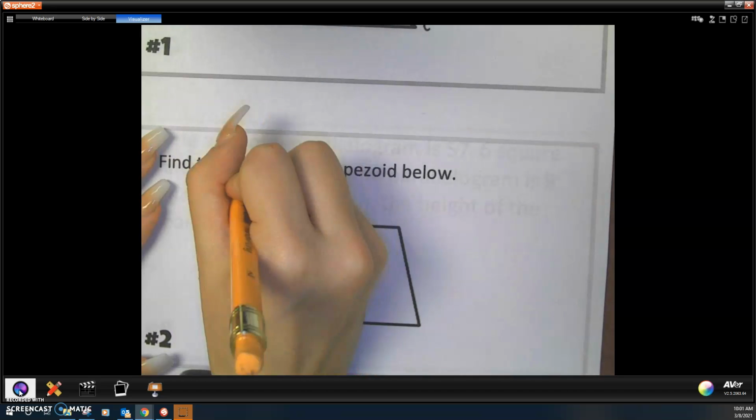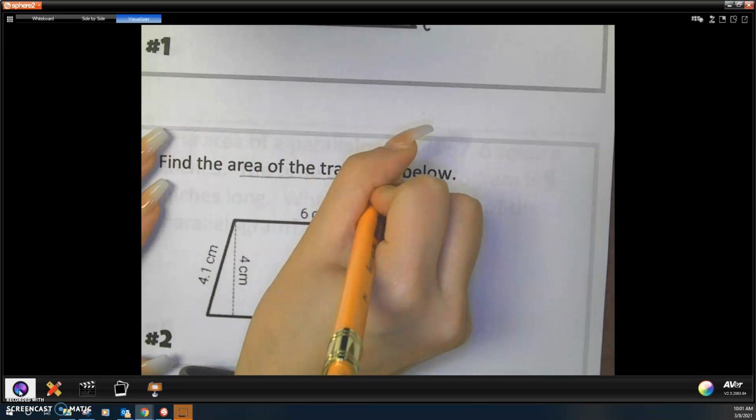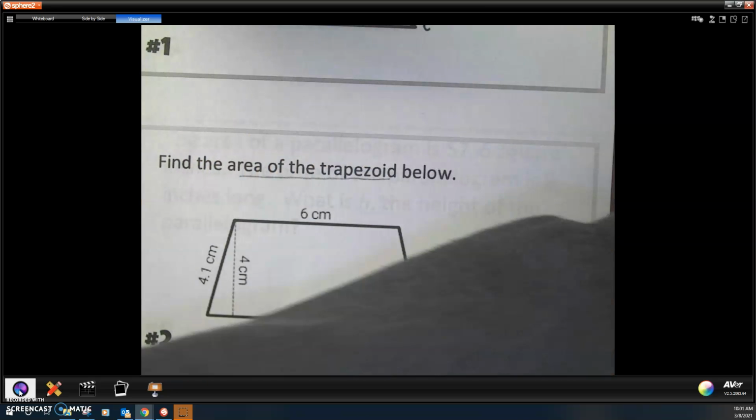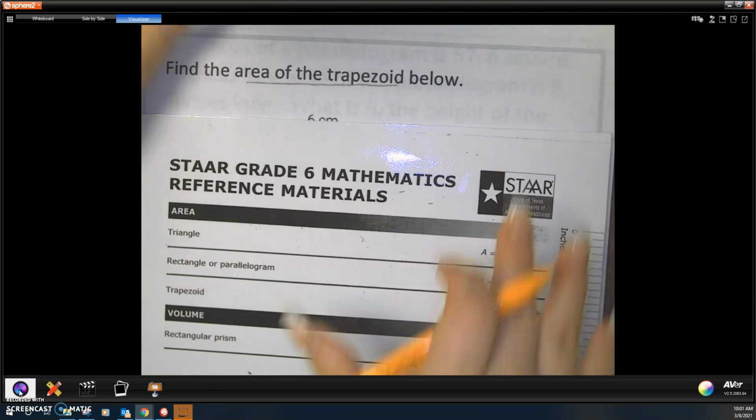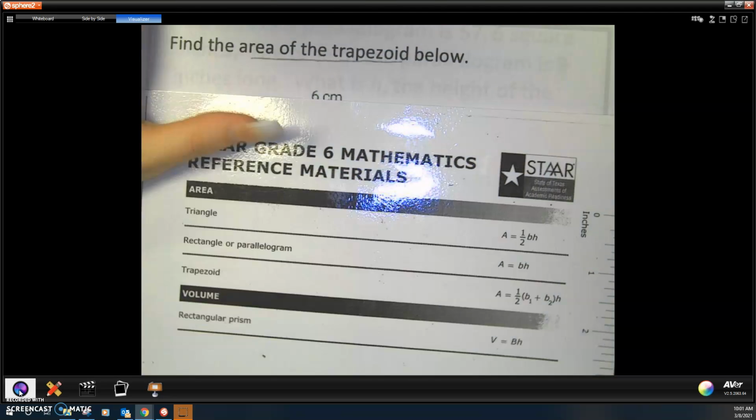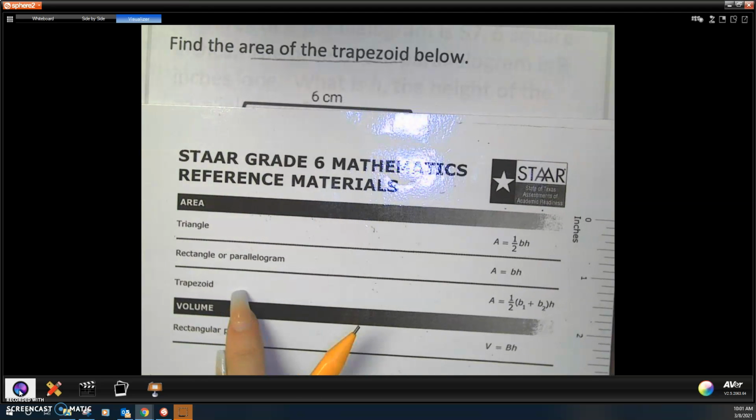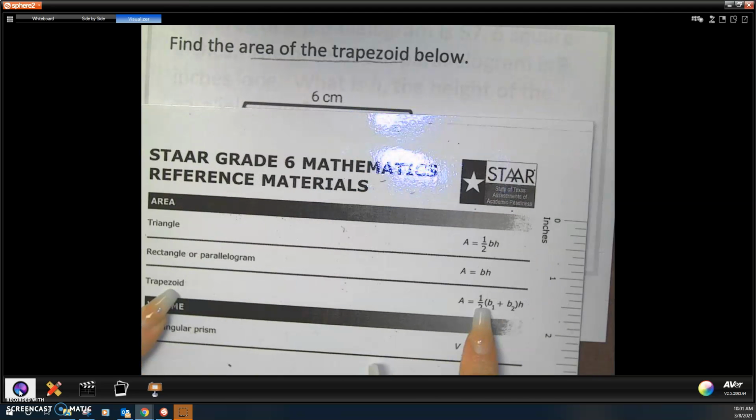Number 2, find the area of a trapezoid. So to find the area of a trapezoid, we need to use our star chart. Remember, you will be able to use this tomorrow on your test. You are not expected to memorize your formulas. However, if you look at your formula for a trapezoid, you see 1/2 times B1 plus B2 times H.